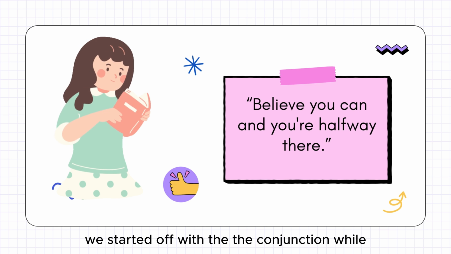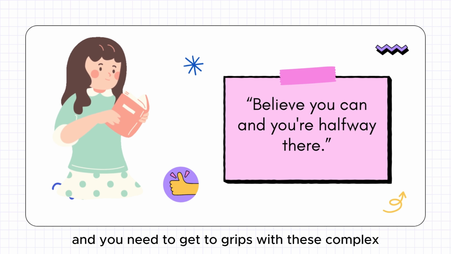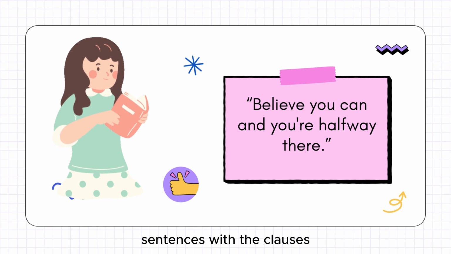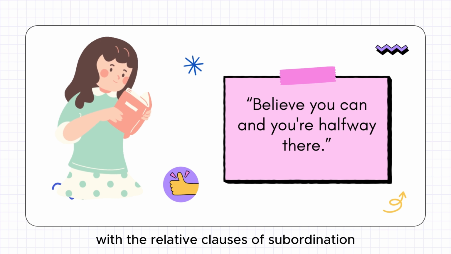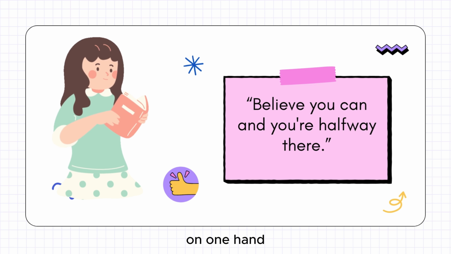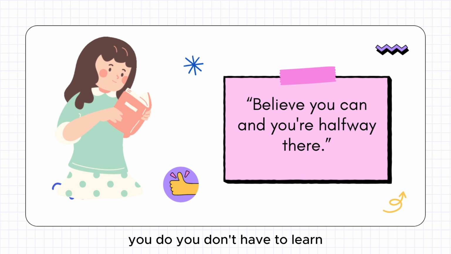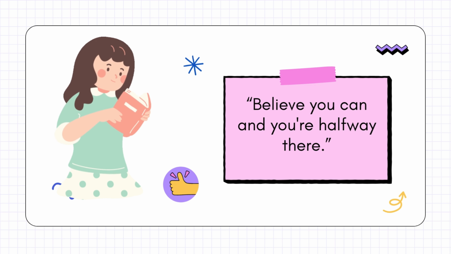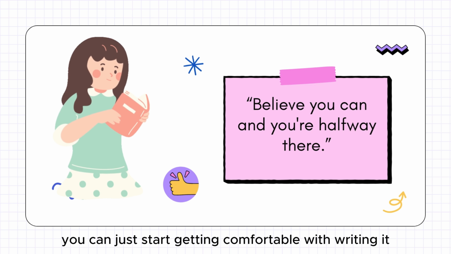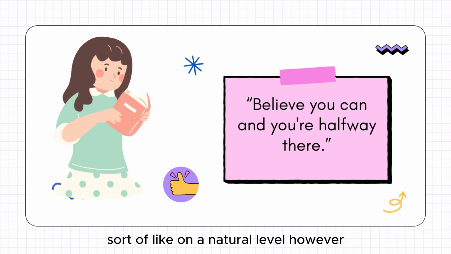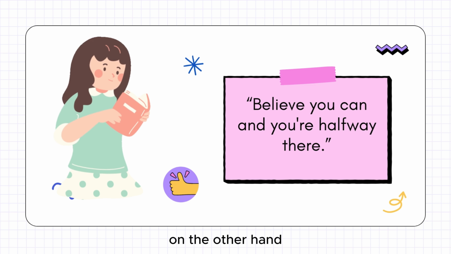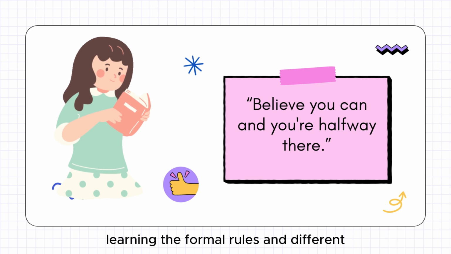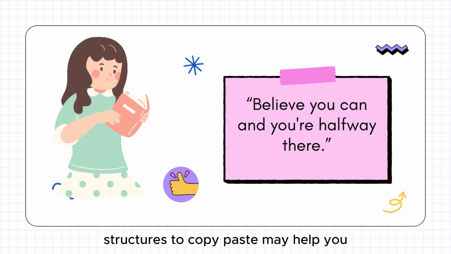We started off with the conjunction while, and you need to get to grips with these complex sentences, with the clauses, with the relative clauses, the subordination, all of that. On one hand, you don't have to learn the whole grammatical theory behind it. You can just start getting comfortable with writing it and understanding it more on a natural level. However, on the other hand, learning the formal rules may help you.